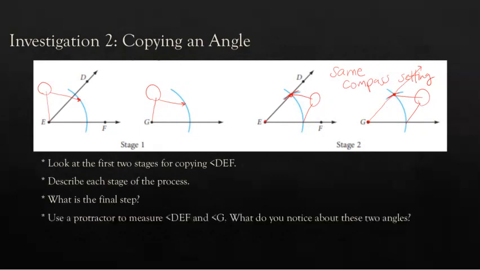Now take your protractor and measure DEF and angle G. Hopefully you find that these two angles measure the same. Now think about how you would copy this angle with patty paper instead of with a compass.